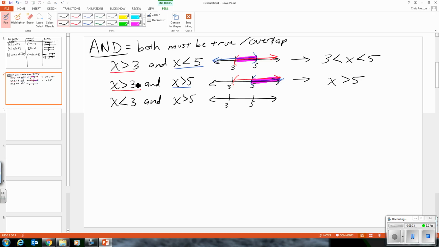If you're looking for things that are bigger than 5 and bigger than 3, well, that means you really just want numbers bigger than 5, because if they're bigger than 5, they're automatically going to be bigger than 3.